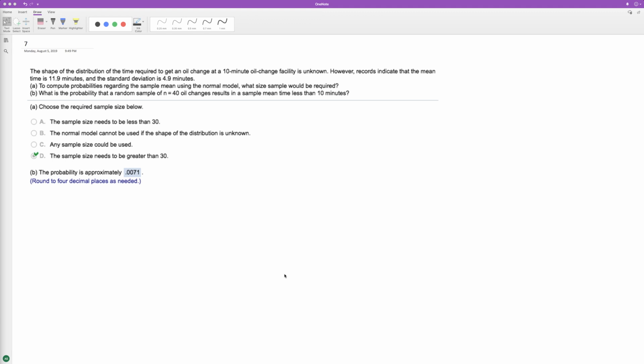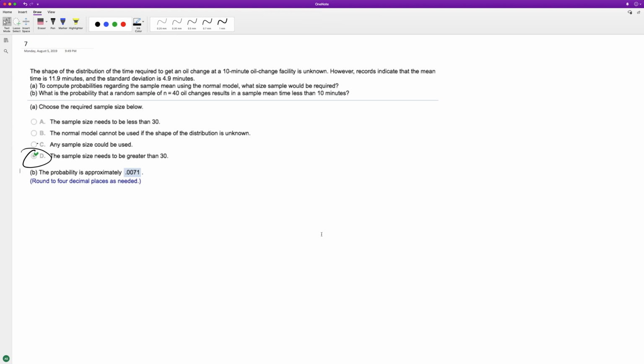It's almost always, I think it is always 30 in statistics. That's what you need to have to compute probabilities using a normal model, based on the sample size being at least 30. And then the probability is approximately... all right, so we have a random sample of 40 for the oil changes. That's how many samples we have to go off of.